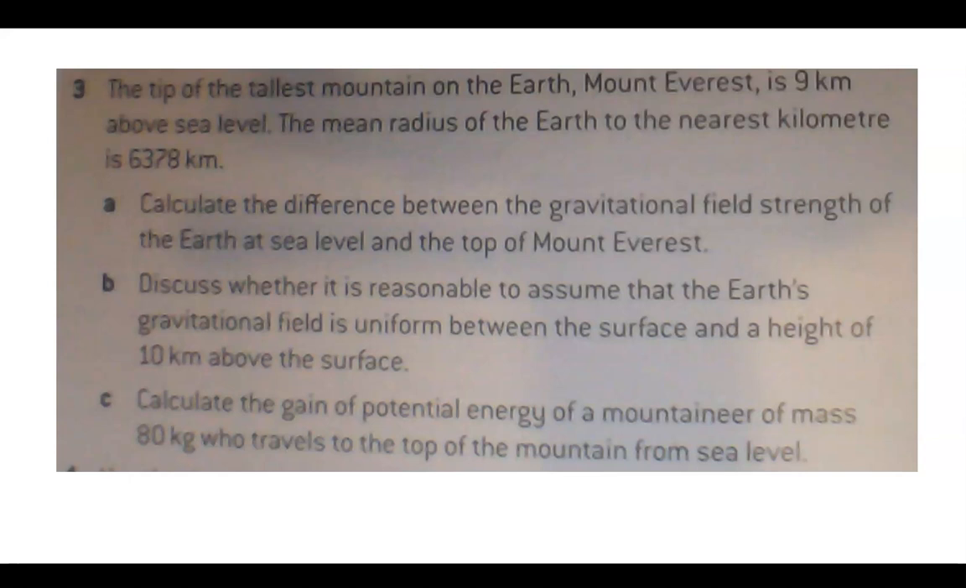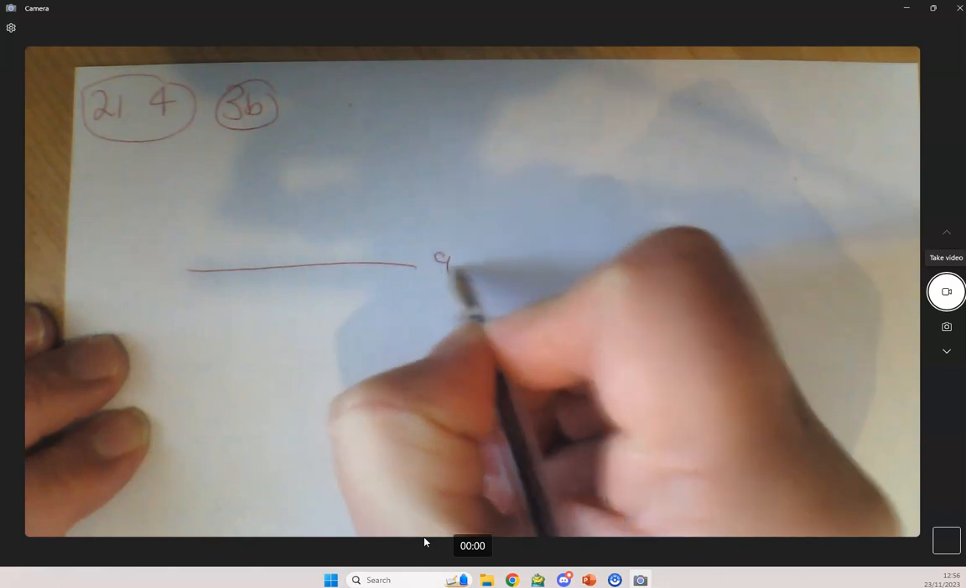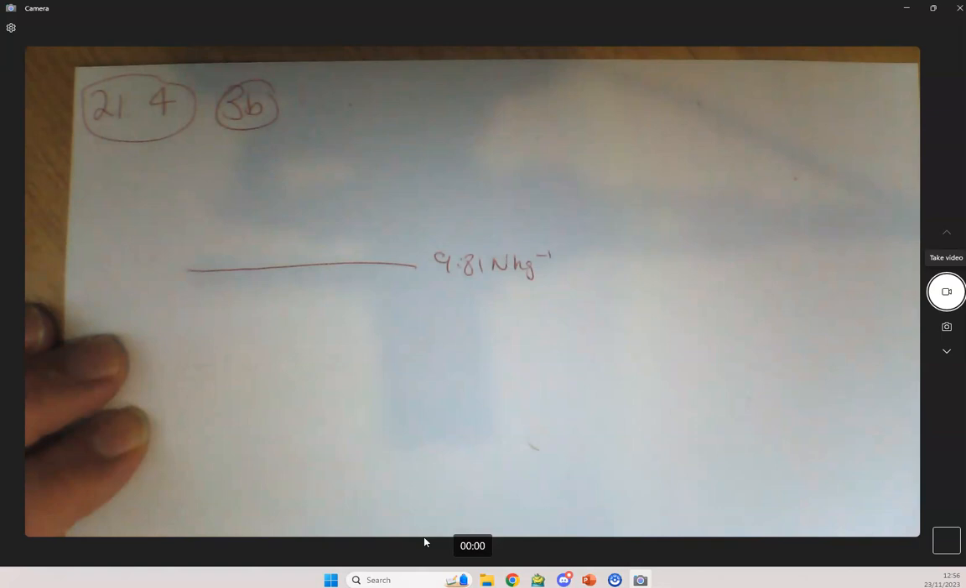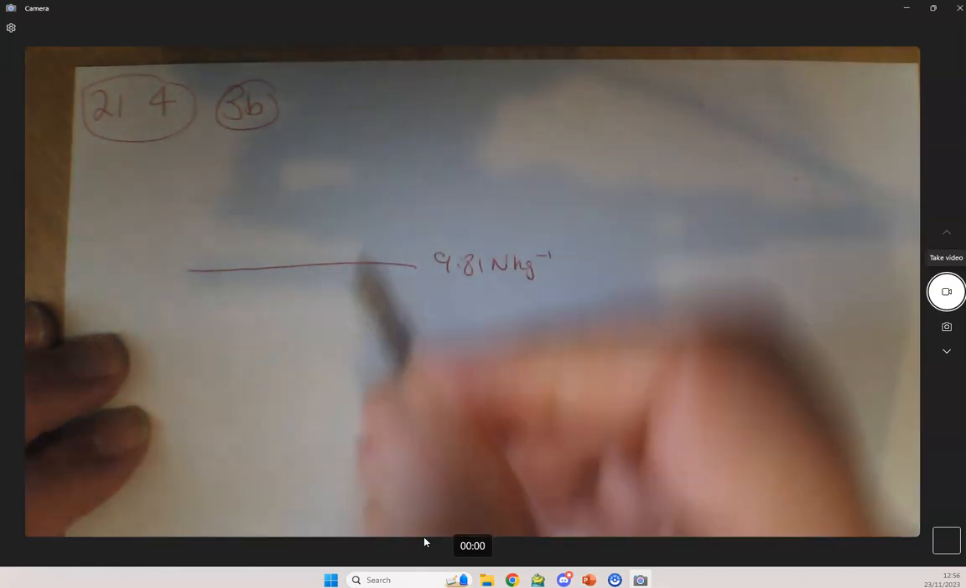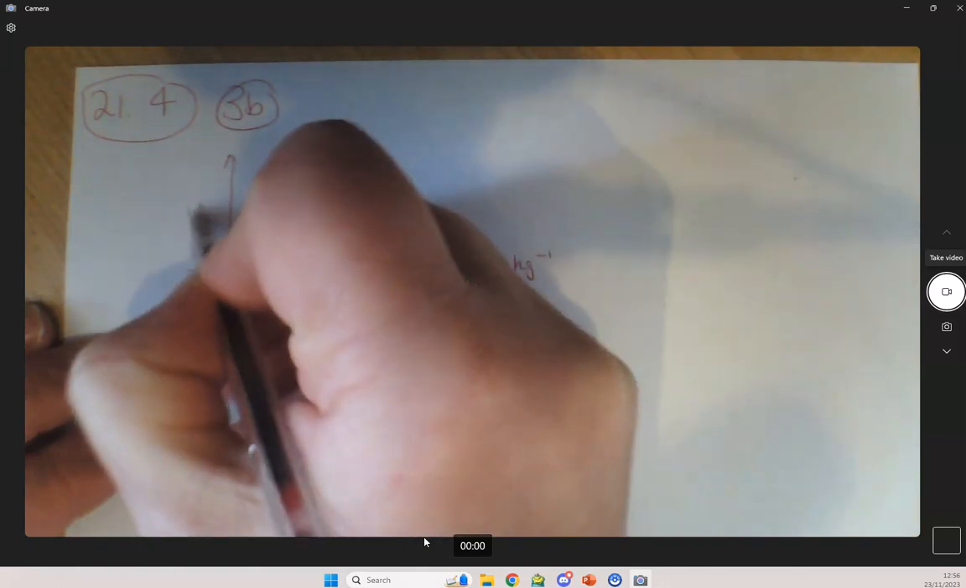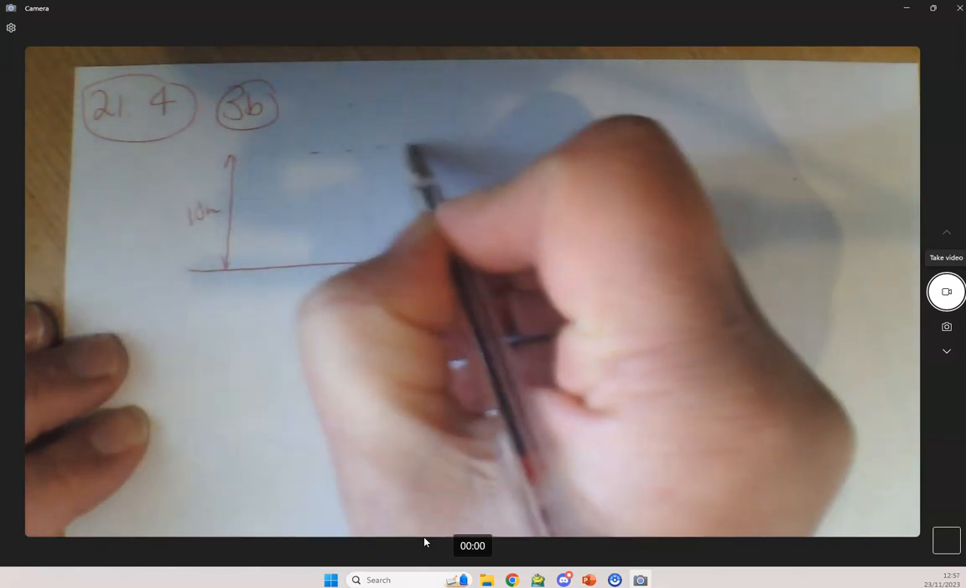Part B, then, they want us to discuss whether it's reasonable to assume that the Earth's gravitational field is uniform between the surface and the height of 10 kilometres above the surface. Alright, so let's have a quick think about this. We're looking at the ground, and we're saying the surface of the Earth, say sea level, is 9.81 newtons per kilogram, which is the normal stated value. Now, they're interested in a point that's 10 kilometres above the surface of the Earth.